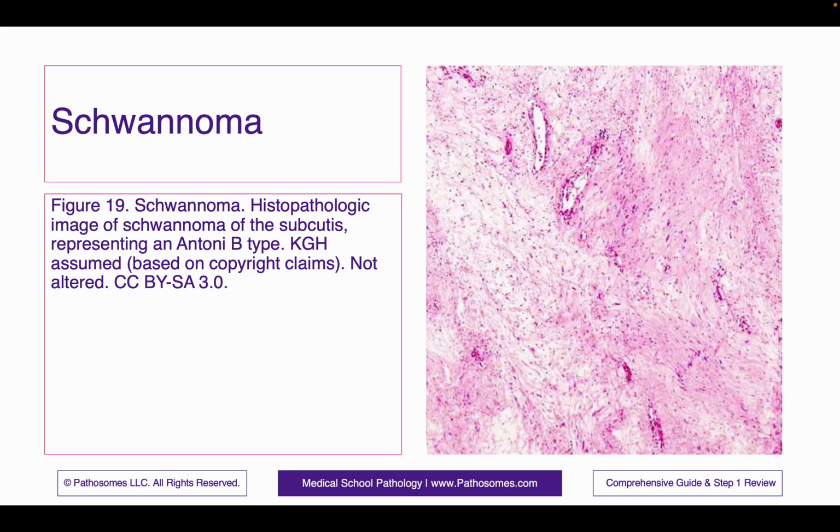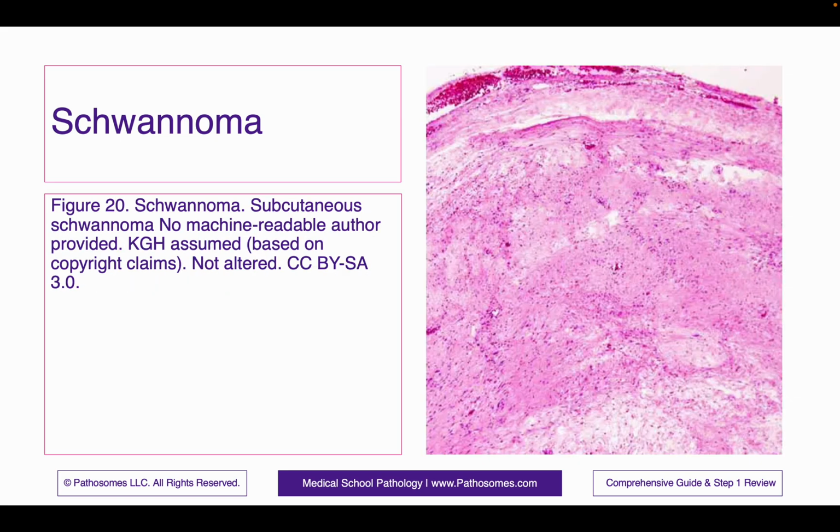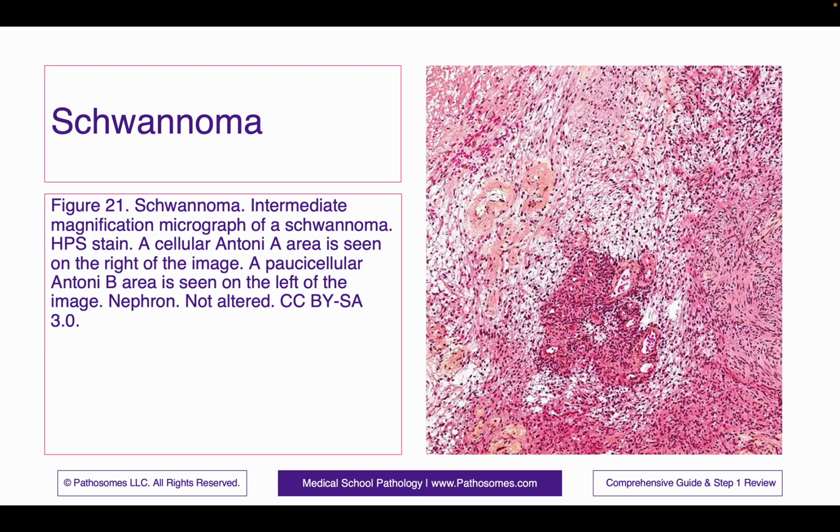Here we have the histopathologic image of a schwannoma. Can you point out the Antoni A and the Antoni B areas? Here we have a subcutaneous schwannoma. And here we have intermediate magnification micrograph of a schwannoma. Take a look at the acellular Antoni A area. Can you see that? You recognize it?